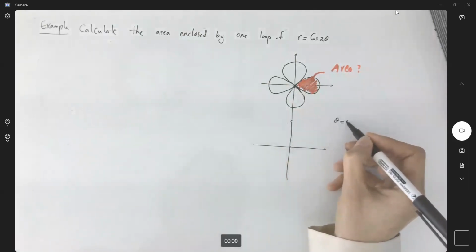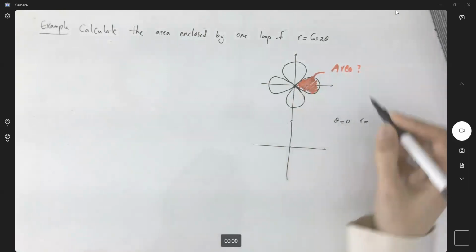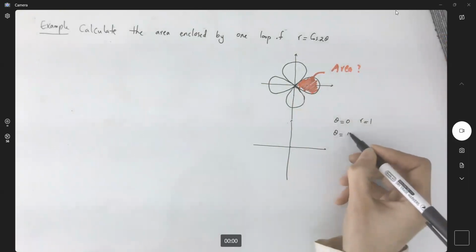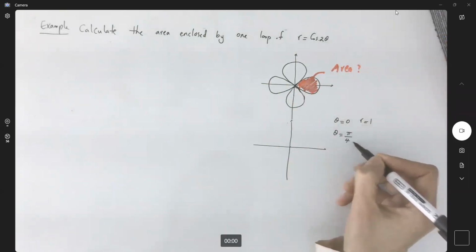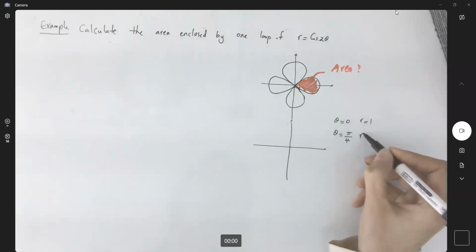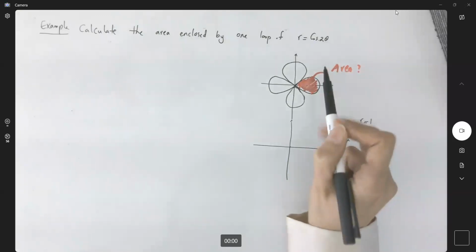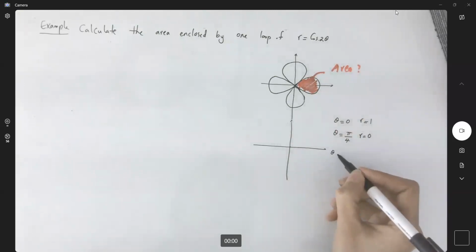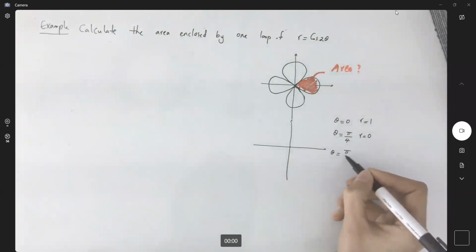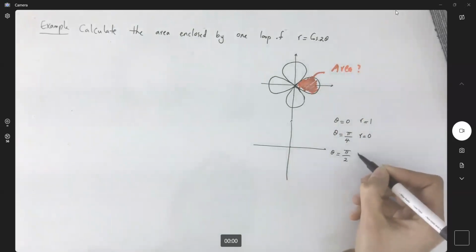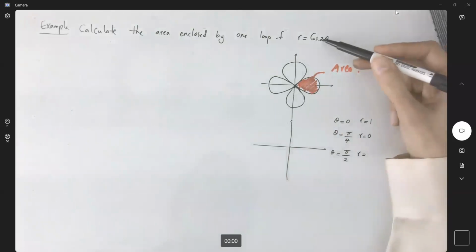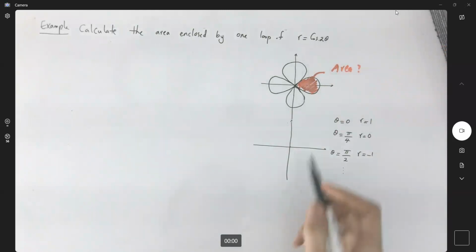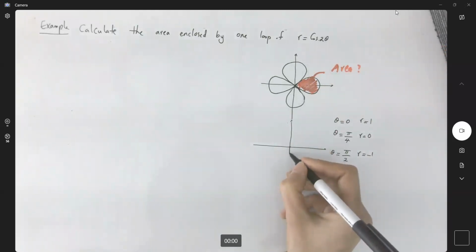If theta is equal to 0, r becomes cosine of 0, which is 1. If theta is equal to, for example, pi over 4, your r becomes cosine of pi over 2, which is 0. If theta is equal to, for example, pi over 2, your r becomes cosine of pi, which is -1, and so on. This is what we learned in elementary calculus, right? You can just graph this object.